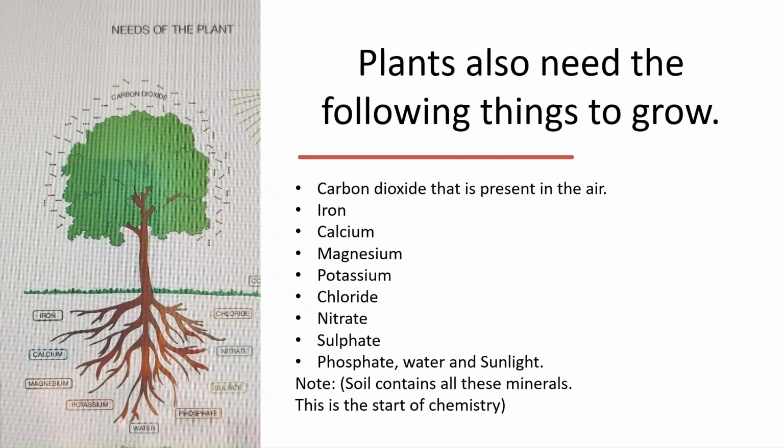Plants also need the following things to grow. They need carbon dioxide that is present in the air, iron, calcium, magnesium, potassium, chloride, nitrate, sulfate, phosphate, water and sunlight. Please note, soil contains all these minerals. This is the start of chemistry.